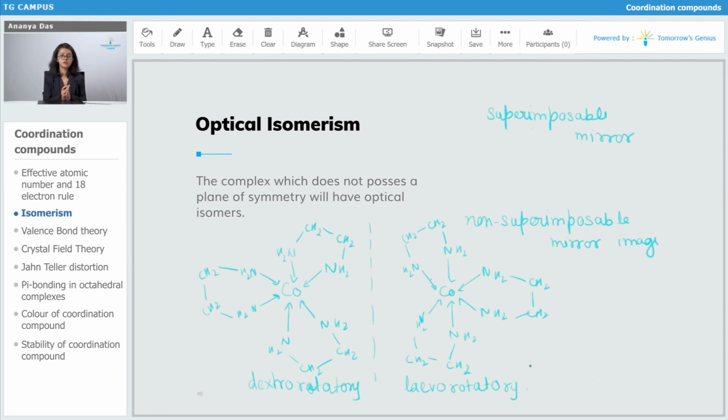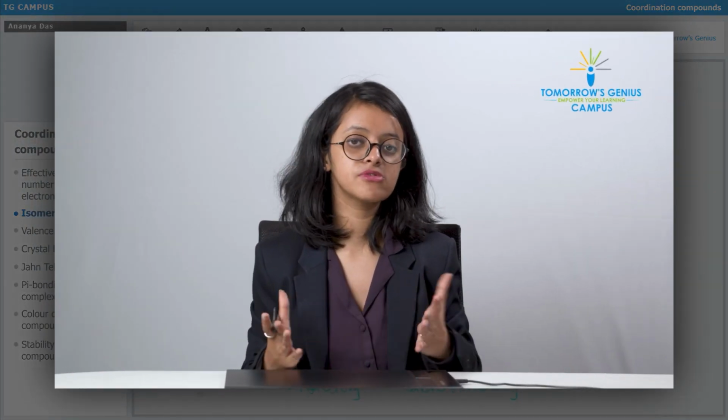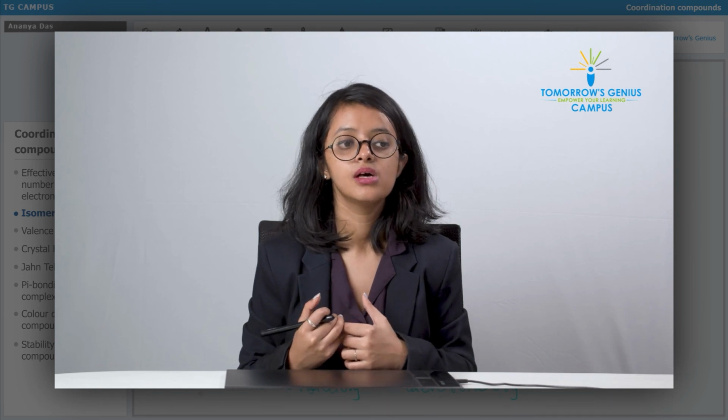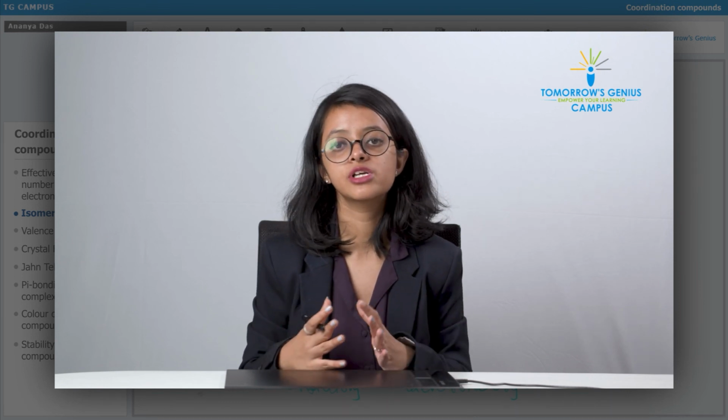Whether an enantiomer is going to be dextrorotatory or levorotatory is a completely experimental determination. You cannot determine it by looking at the structure and the orientation. So this is another criteria for classifying whether a complex will be optically active or optically inactive. Personally, I prefer the plane of symmetry one, but you can do this also. Plane of symmetry one actually takes a lot lesser time. But again, it's according to you, whatever you prefer.